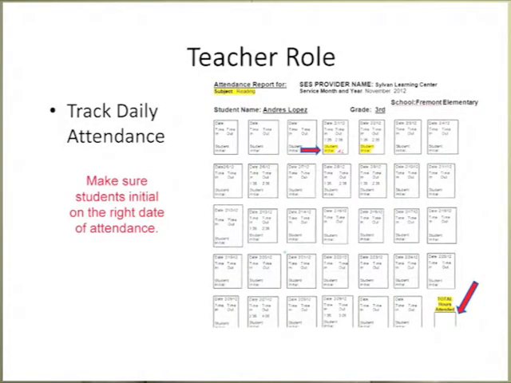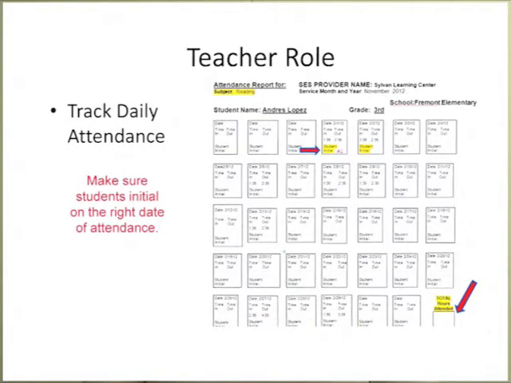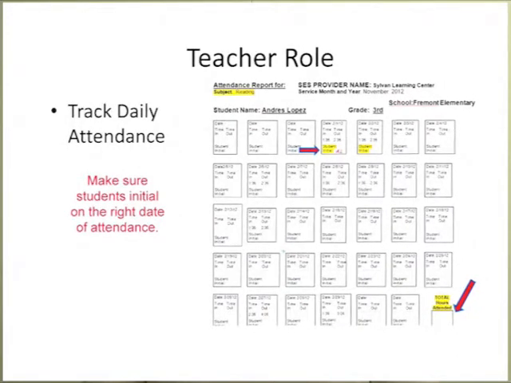Remember to take attendance at the beginning of class. You will be asked to have your students sign in the monthly attendance sheet. This is very important because a lot of our districts ask that we provide a monthly attendance sheet. Remember to take attendance at the beginning of every class. Students must sign in the appropriate date.